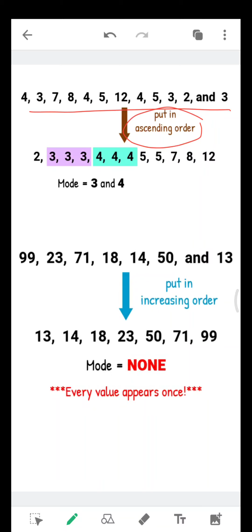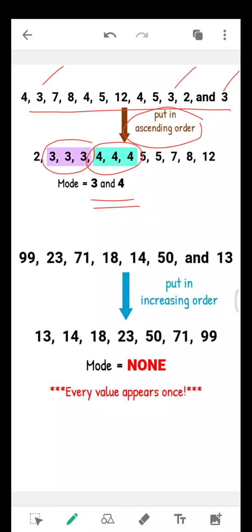3 is repeating how many times? 3 times, you can see here in this data. After writing in ascending order, we can easily understand: 3 is 1, 2, 3 times. And 4 is also how many times? 3 times. So both are repeating the same number of times, so the mode will be 3 and 4.